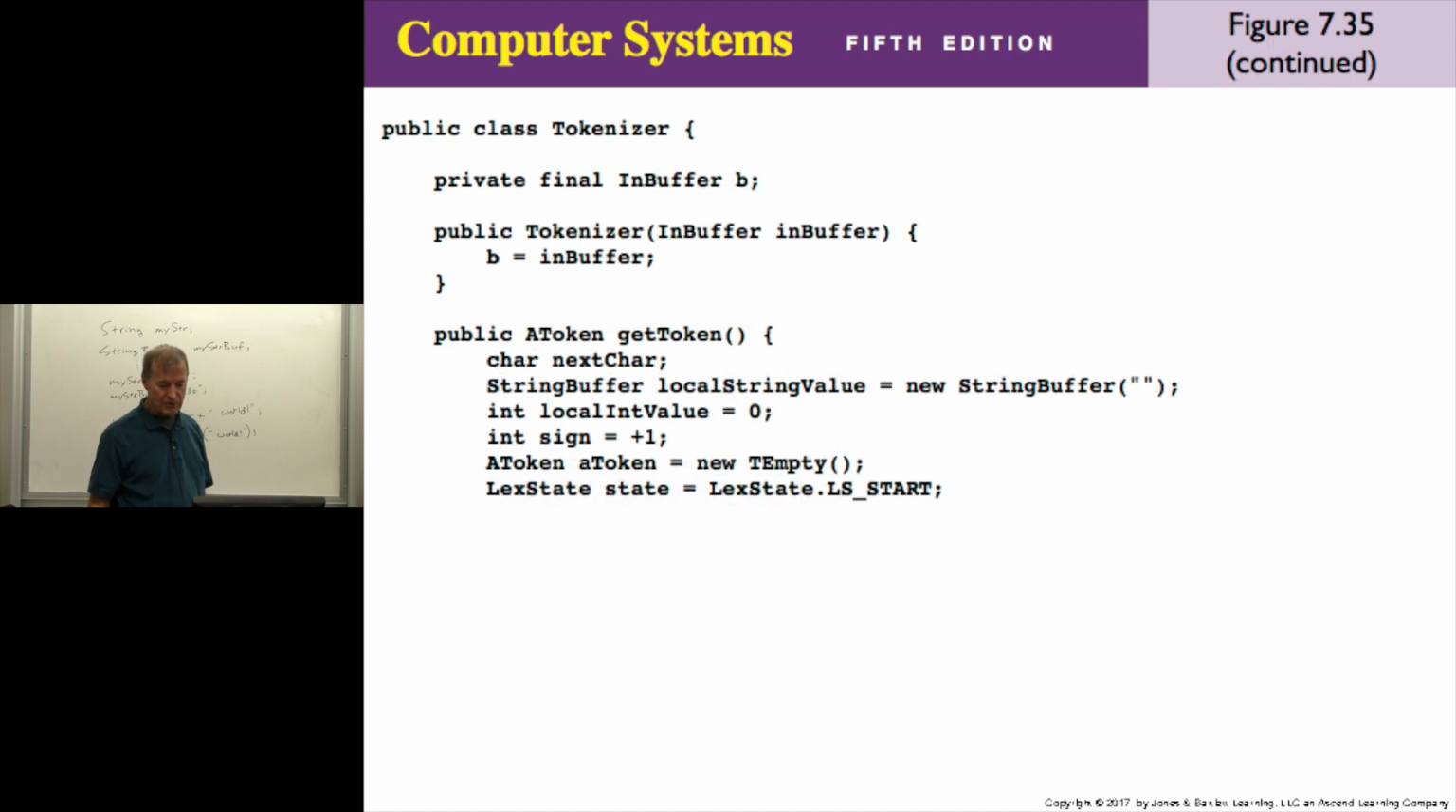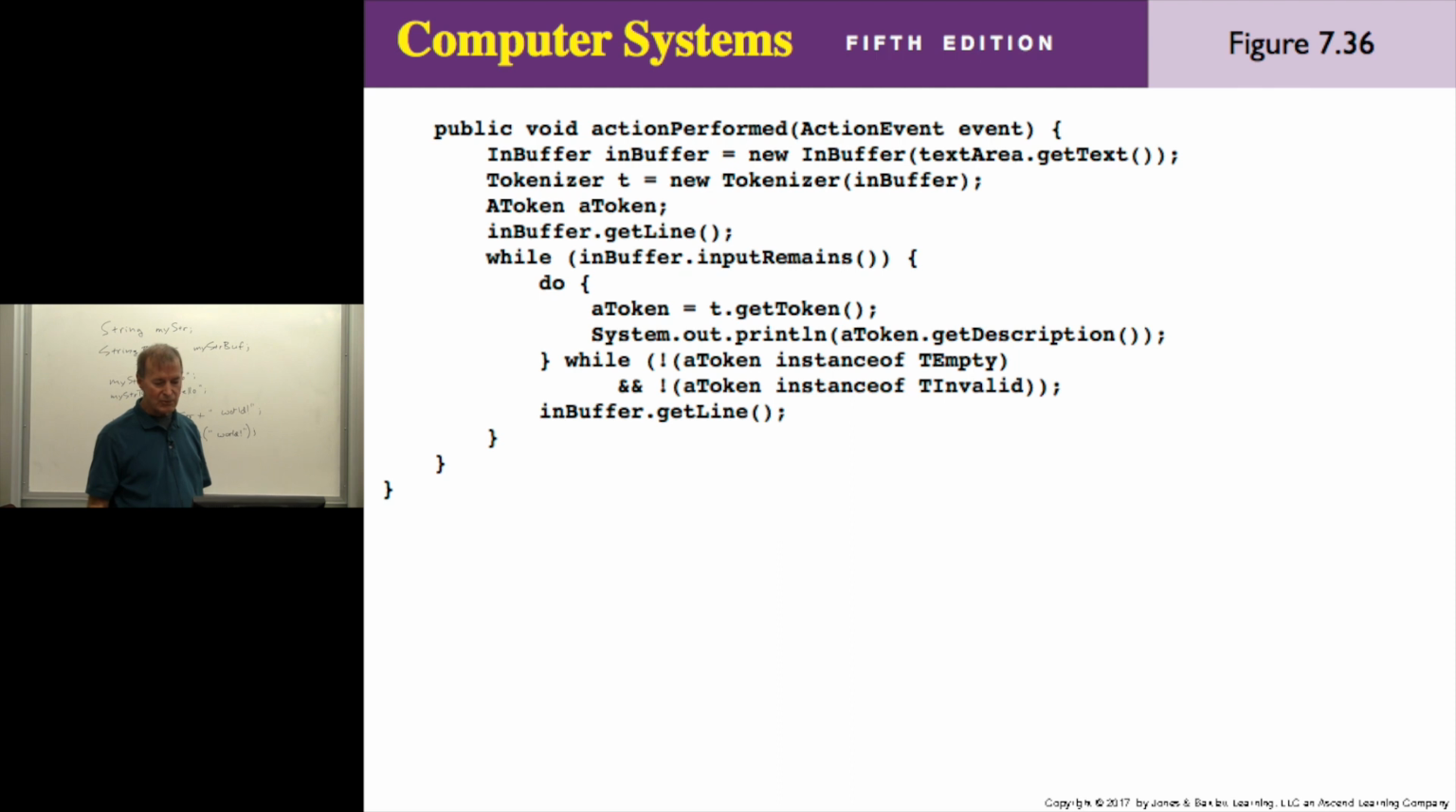So here in figure 7.35 we have the tokenizer, okay, and we have get token, and we did the code walkthrough of get token. Now what we want to take a look at is figure 7.36, and this is the code that's inside action performed. And so this is what happens when the user clicks that button, that dialog button. Now check this out. There's two things that we want to go over here.